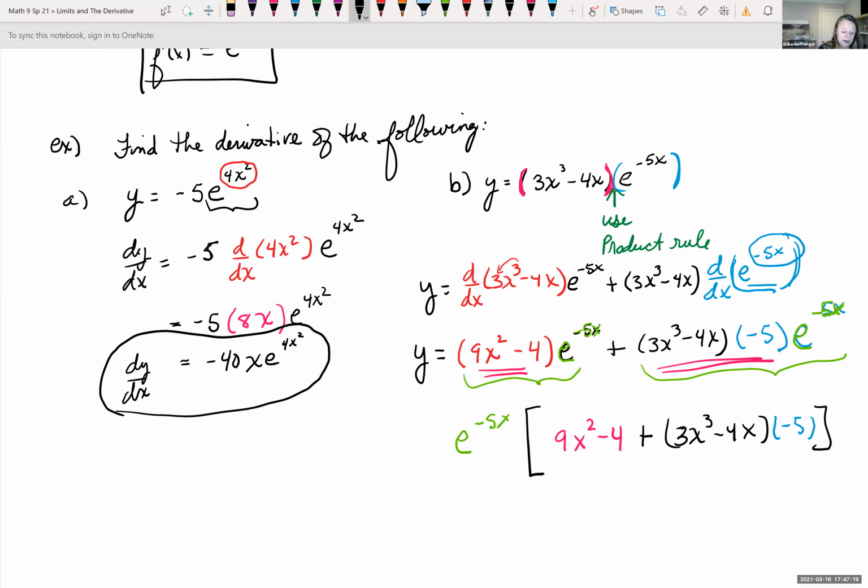I see that I made an error here. I did not write that this was the derivative. This was dy/dx.